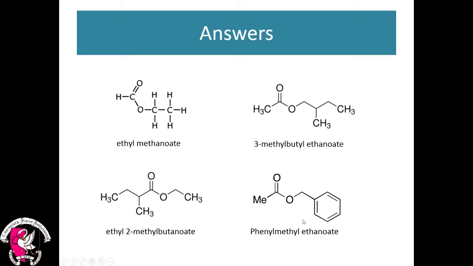The last one's probably the trickiest. Phenyl-methyl. Okay, so phenyl-methyl, and then ethanoate. So here's the ethanoate bit. Obviously this is a methyl group, so meth, eth, so ethanoate, and this is the phenyl-methyl part.